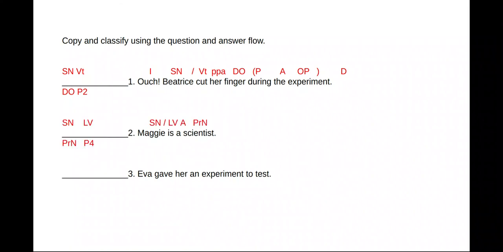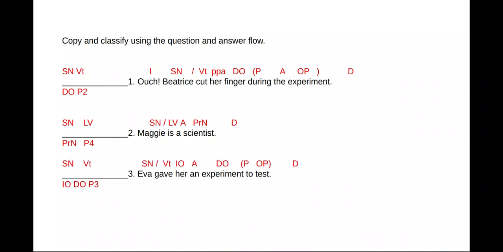Maggie is a scientist. Who is a scientist? Maggie, subject, noun. What is being said about Maggie? Maggie is, verb. Is what? Scientist. Verify the noun. Does scientist mean the same thing as Maggie? Yes. Scientist, predicate noun. Is becomes a linking verb.